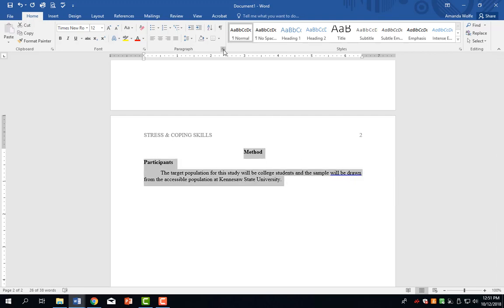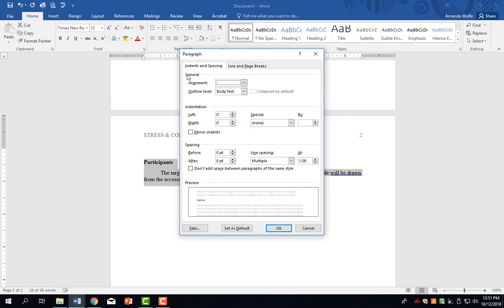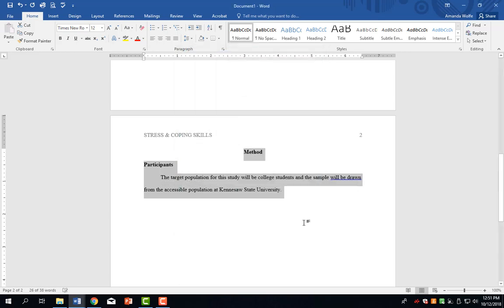There is a writing issue though here. This is not double spaced. So I go up to our paragraph menu and notice how it's doing all sorts of weird stuff. We want these first two numbers to be 0 so that there's 0 before and after, and we want our line spacing to be at double.